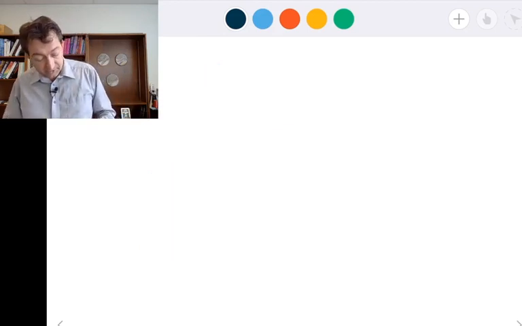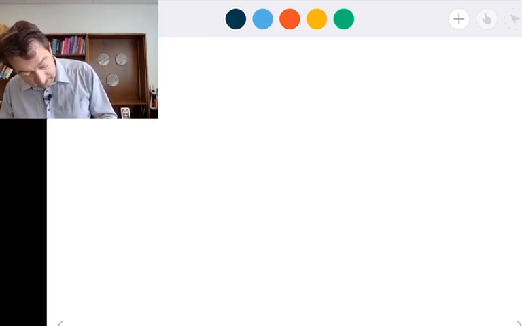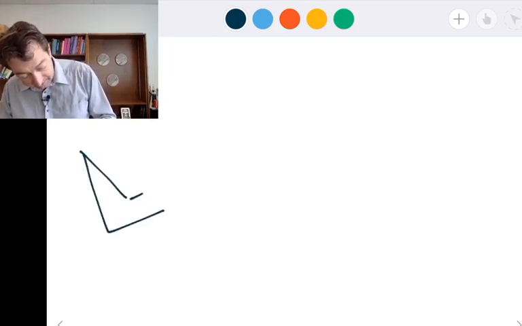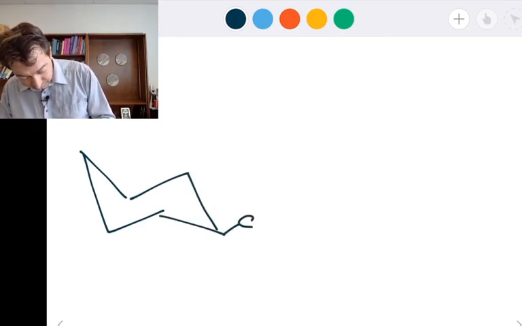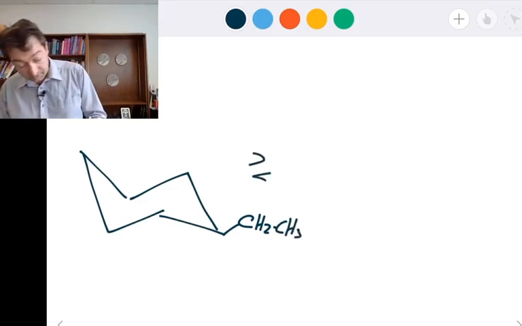Well, let's take a look at the 2 chairs that we can draw here, and I'll see if I can fit them all on one screen, now that we've got some more practice at drawing chair conformations. My equilibrium arrow there, just kind of cramming it all in place.